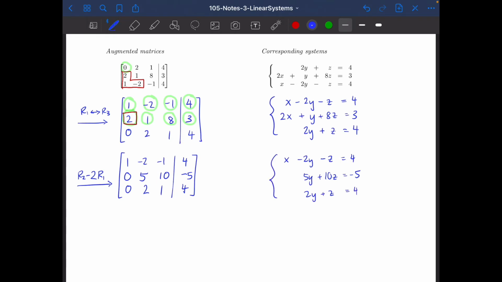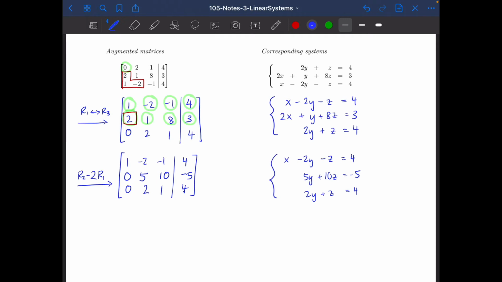That's our new corresponding linear system. Now, what happened to the linear system? Well, adding a multiple of a row to another row in an augmented matrix is equivalent to adding a multiple of an equation to another equation on the system side. And that doesn't change the solution set of the system. Now let's go back to the augmented matrix.